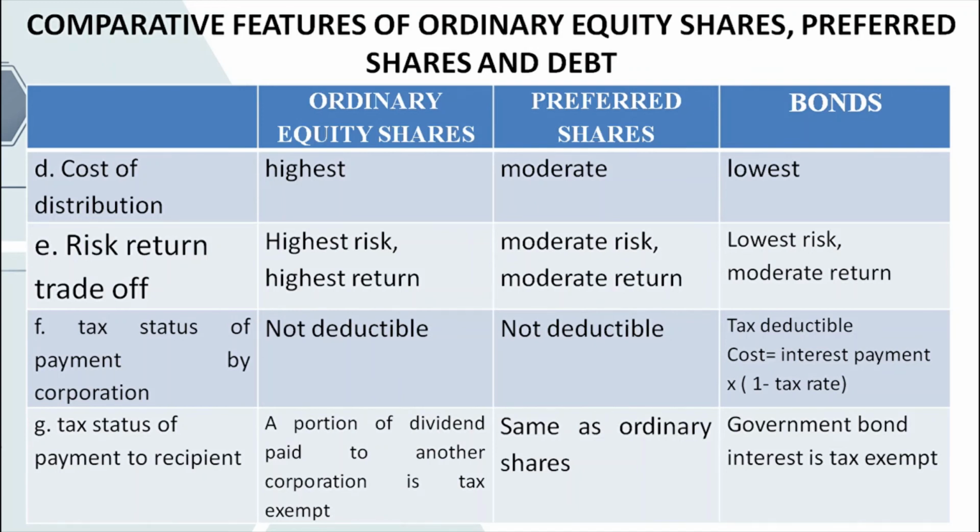So letter G, tax status of payment to recipient in ordinary equity shares. A portion of dividend paid to another corporation is tax exempt. In preferred share, the status of payment to recipient is the same as ordinary shares. So in bonds, the tax status of payments to recipient, government bond interest, is tax exempt.